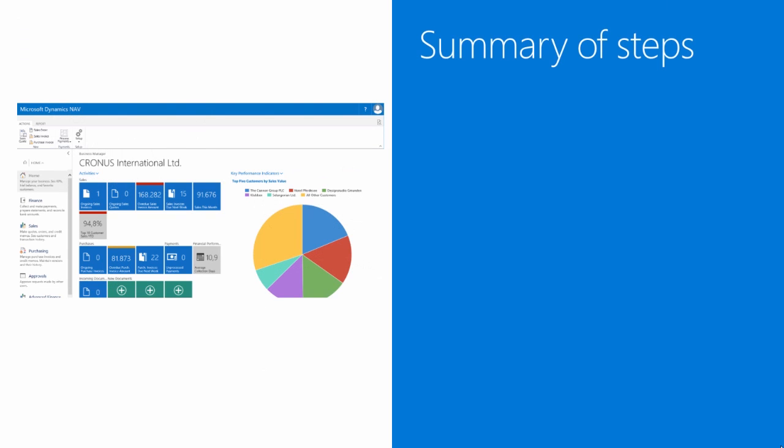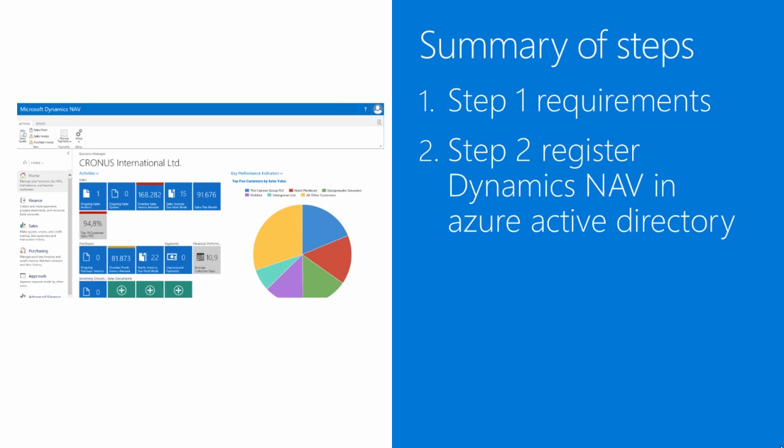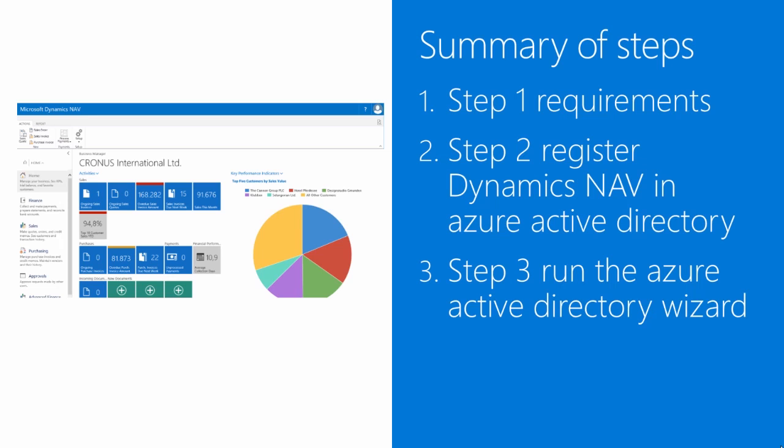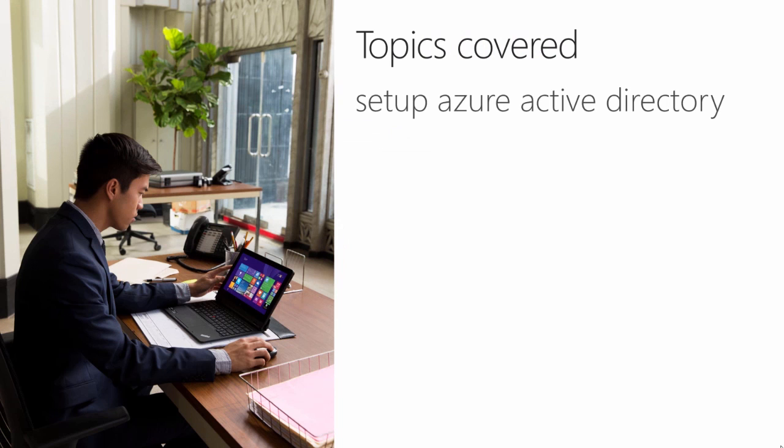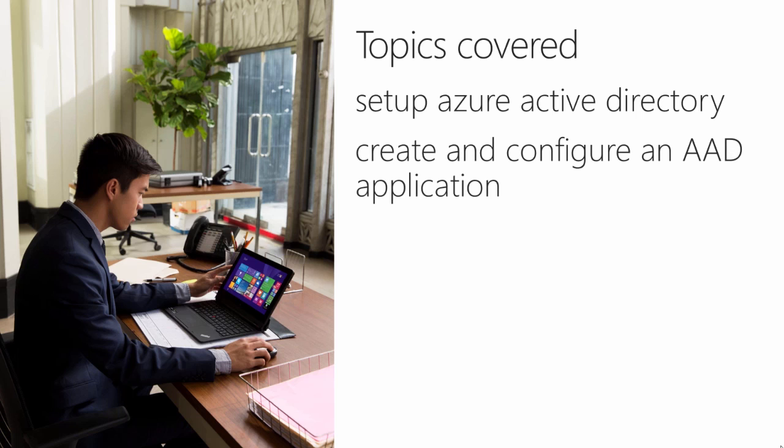Let's summarize our steps. In the first step, I explained the requirements to be able to get started. In step 2, I demonstrated how to register Dynamics NAV in Azure Active Directory. And in step 3, we ran the Azure Active Directory wizard, which made the connection. In this video, we covered the following topics: how to set up an Azure Active Directory application and how to create and configure an Azure Active Directory application.